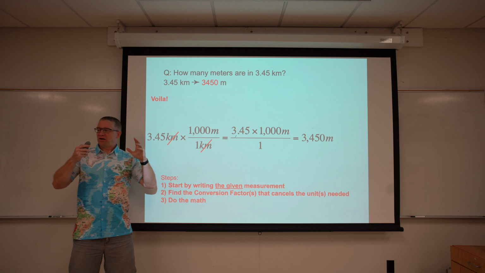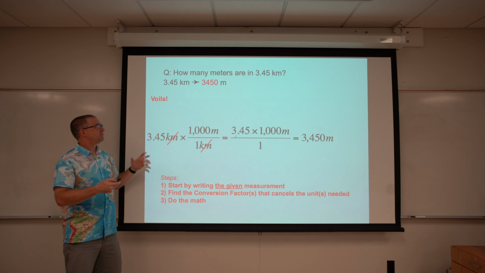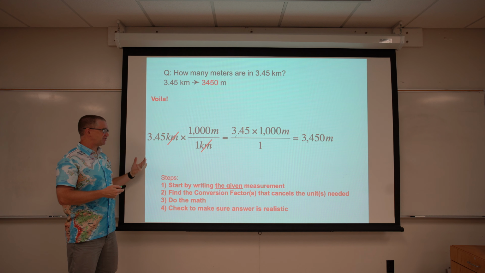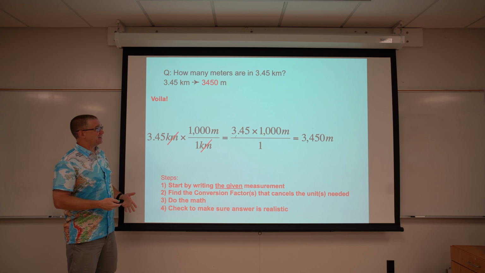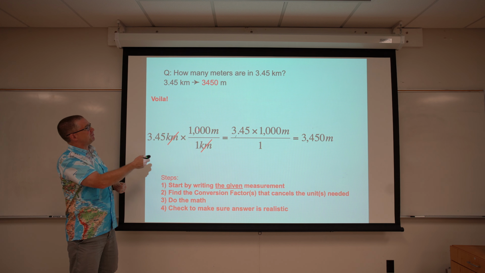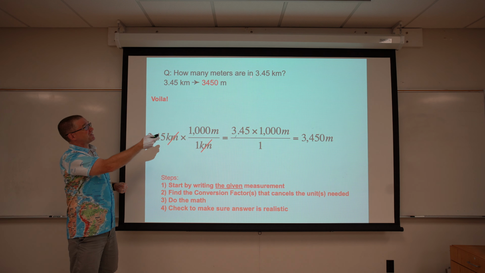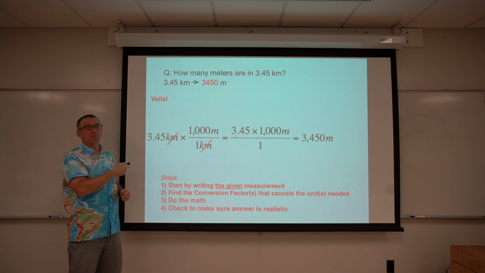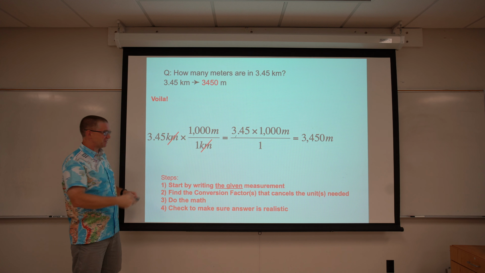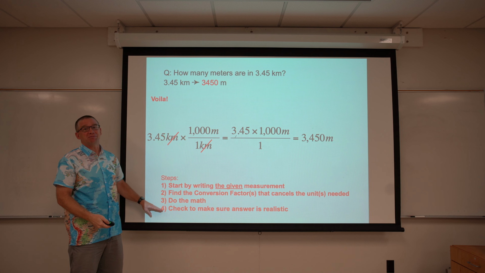Now, when doing this, you always want to make sure that your answer makes sense. If we have 1,000 meters in 1 kilometer, it should make sense that 3.45 kilometers should have a lot of meters. So it should be a relatively big number. And we have a relatively big number. So that makes sense. Our answer is realistic.